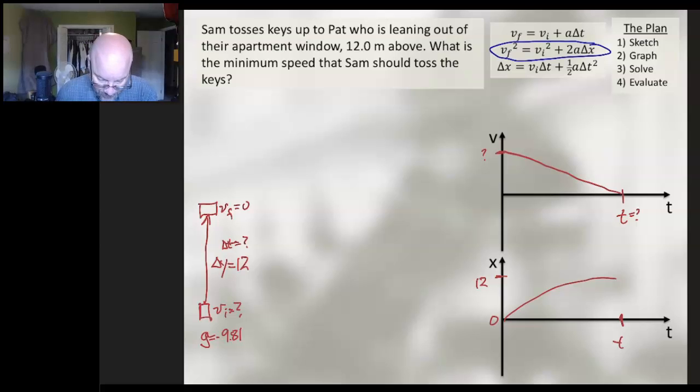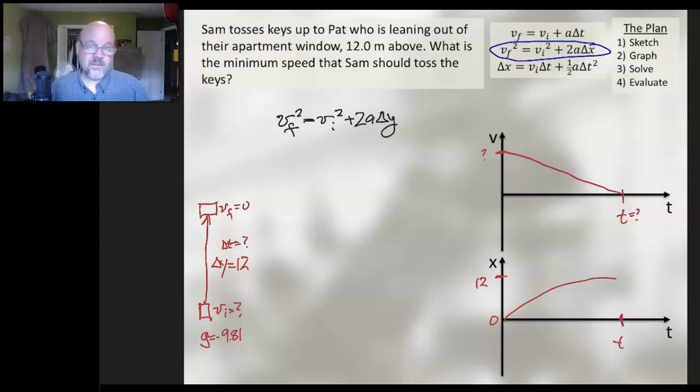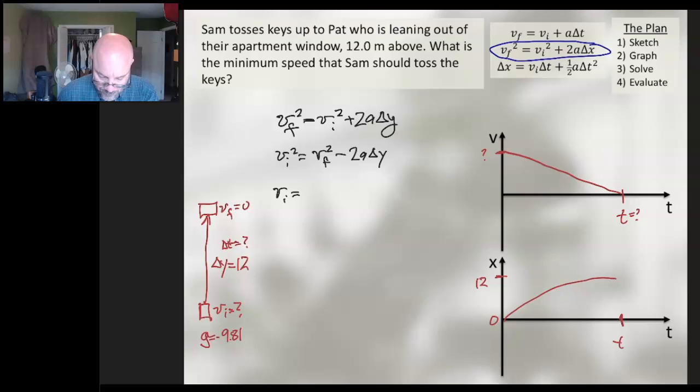And so I'm going to write it down fresh. Just copy it. 2a delta y. I'm going to call it a y because it's vertical. What we call it, x or y or q, it doesn't matter. And then I've got just a little bit of algebra to do here. So vi squared is going to be vf squared minus 2a delta y. We need the square root of everything here. So vi is the square root of vf squared minus 2a delta y.